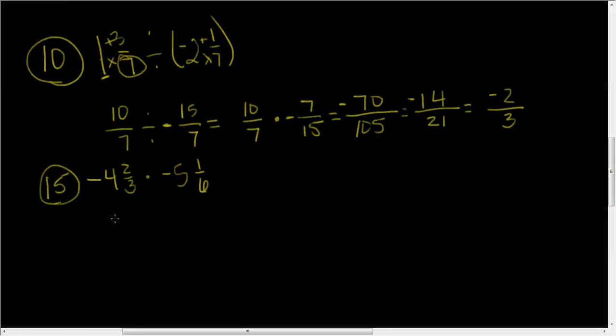I do want to change these to improper fractions. It will help me multiply them. So 3 times 4 is 12, plus 2 more is 14. 6 times 5 is 30, plus 1 is 31. Okay, now I need to multiply. That's going to be 18. And that's going to be a really big number. 434.